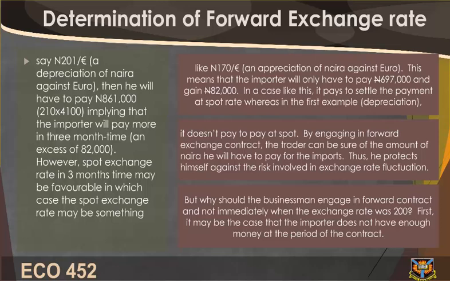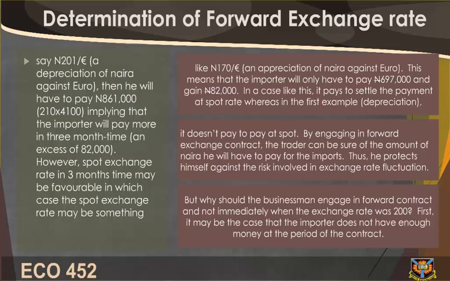However, the spot exchange rate in 3 months' time may be favorable, in which case the spot exchange rate may be something like 170 naira per euro, an appreciation of naira against euro. This means that the importer will only have to pay 697,000 naira and gain 82,000 naira. In a case like this, it pays to settle the payment at spot rate, whereas in the first example, depreciation, it doesn't pay to pay at spot.